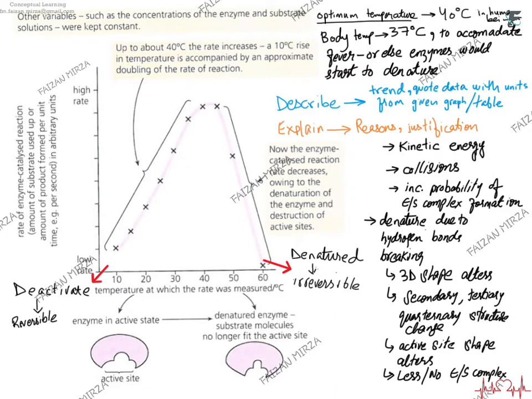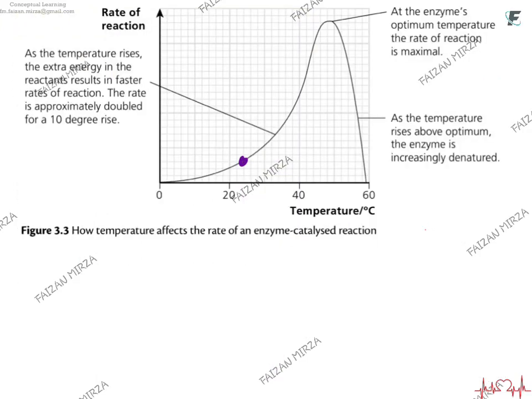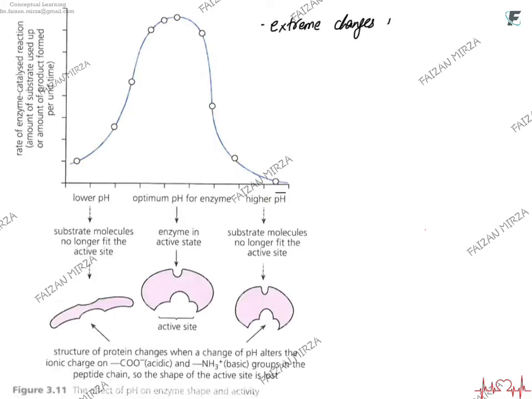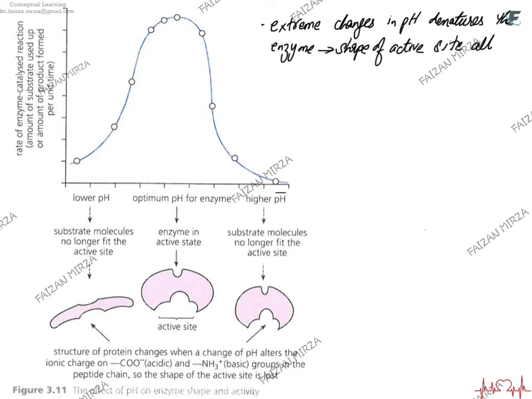The active site will not be functional, because as you increase the temperature, the hydrogen bonds start to break. When the hydrogen bonds break, the three-dimensional shape of the enzyme will change, and the active site will not accommodate the substrate anymore. When we compare the effect of pH, you can see that at different pHs the effect on the rate of reaction also varies.